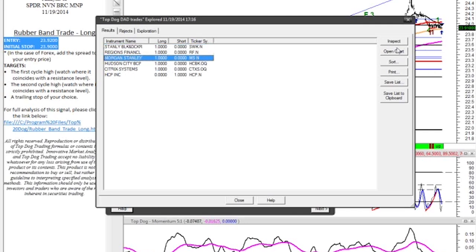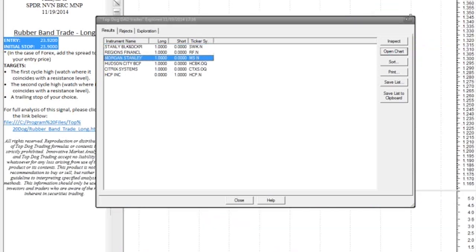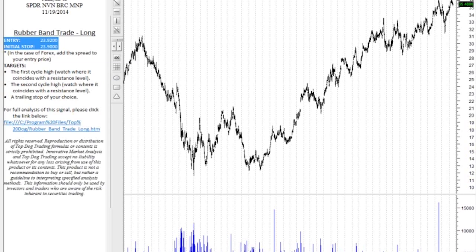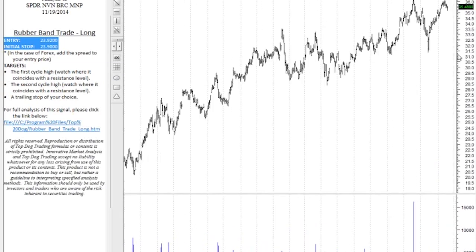Let's look at Morgan Stanley. We'll just open the chart. Okay, this actually gives you a pretty good view of how this will work for you. This came up as a top dog DAD trade. That's a lot of T's and D's right there.